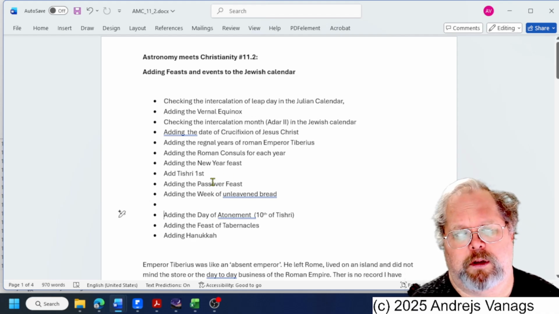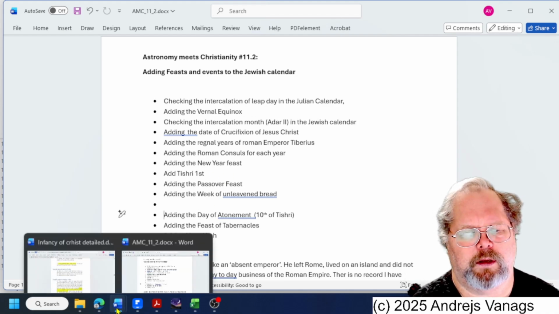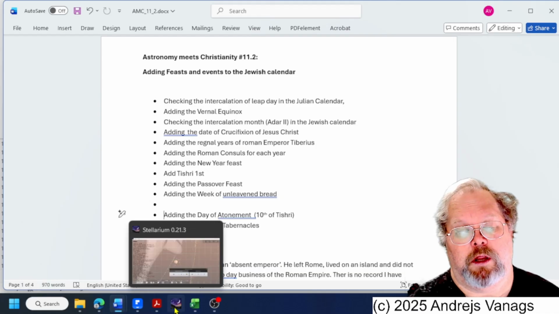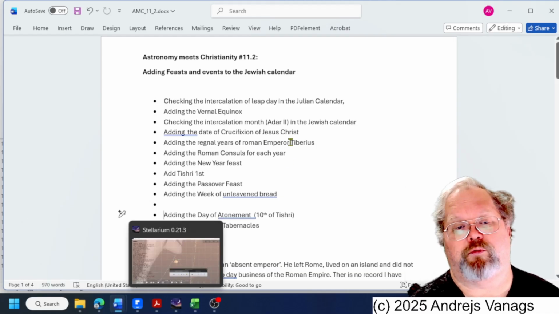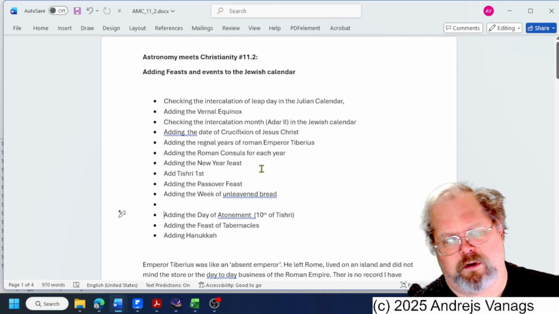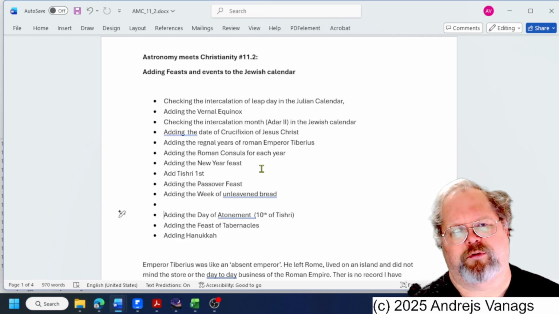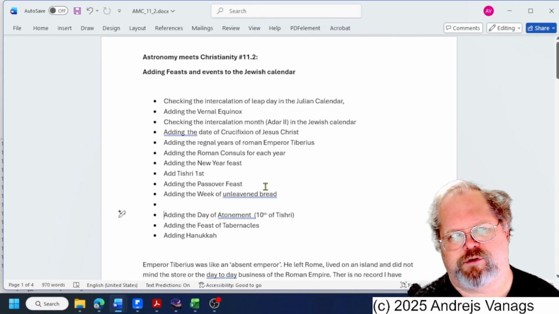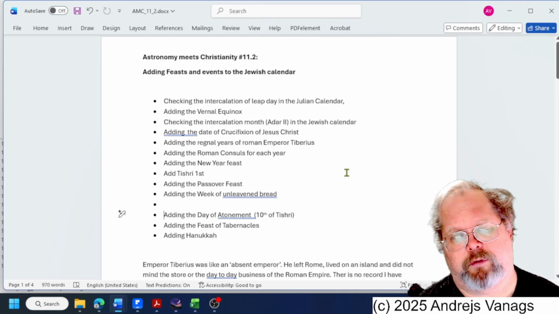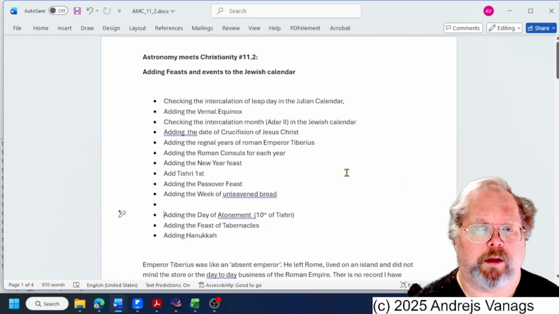So the Day of Atonement is important, even though we'll have to reconstruct the entire calendar for year 0, which is 1 BC, to 3 or 6 or something like that, to get the events around Jesus Christ's birth. We'll have to do this all over again. So this is good practice.